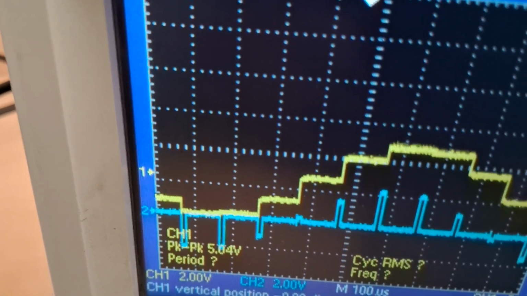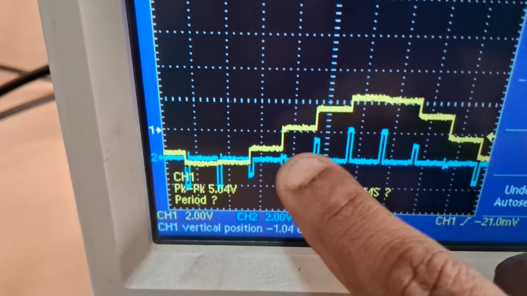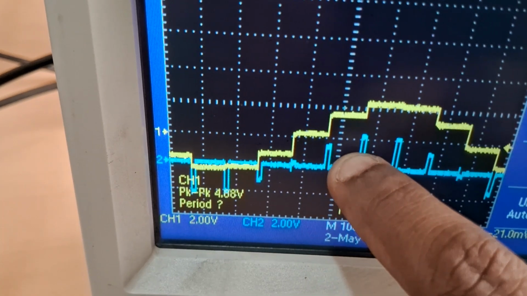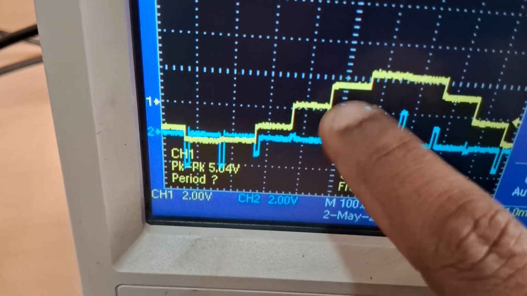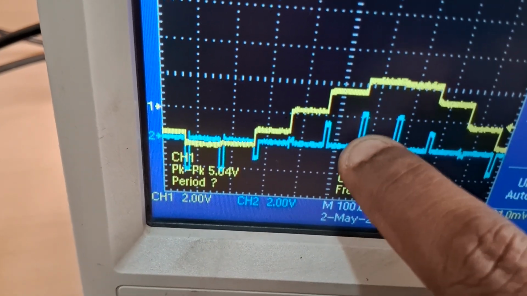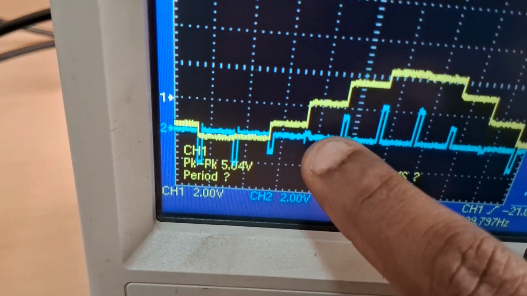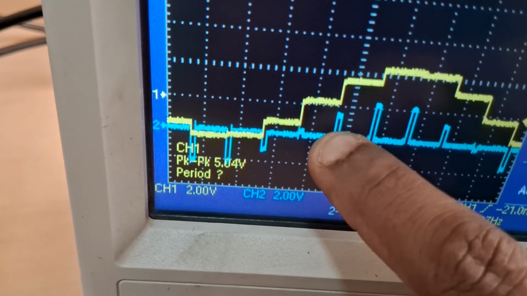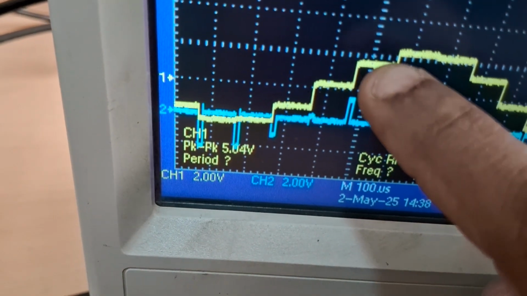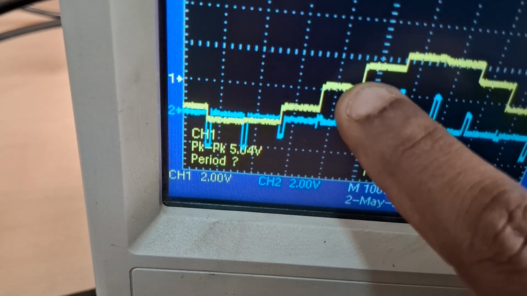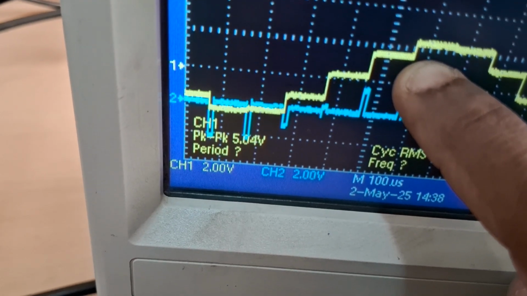So you can see the edges are matching, from the positive edge till the positive edge of the next sample, the signal is being held. Again from the positive edge to the next positive edge, the signal is held. So it is sampled at the sampling instant, holding till the next sampling instant. As I said, sample at this instant and hold till the next sampling instant. This is the sample and hold output.